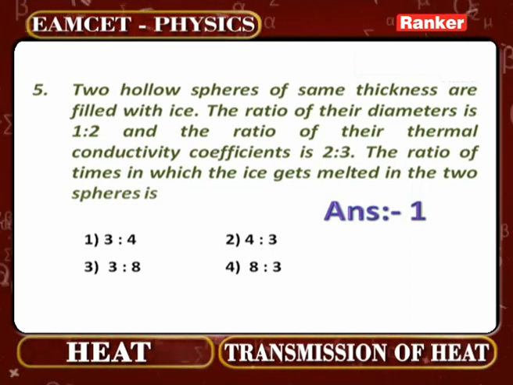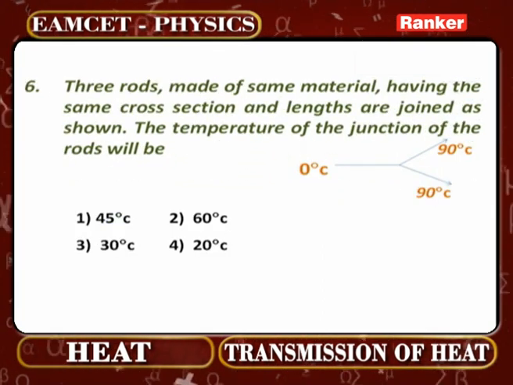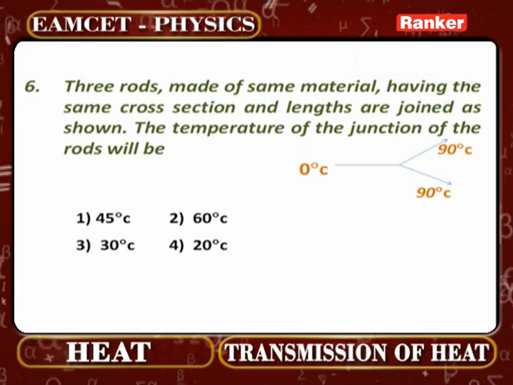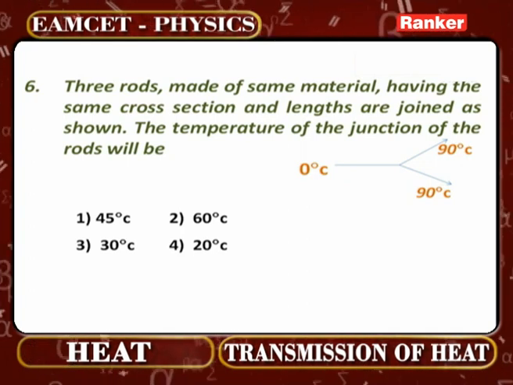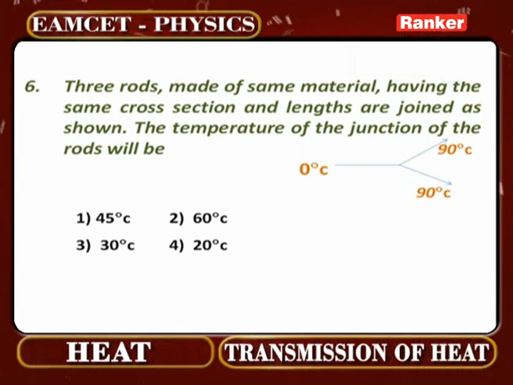So that is question number 5. Let us check the next one, please. Question number 6. Three rods made of the same material, having the same cross section and lengths, are joined as shown. The temperature of the junction of the rods will be how much? This question also has been taken from previous Eamcet papers.